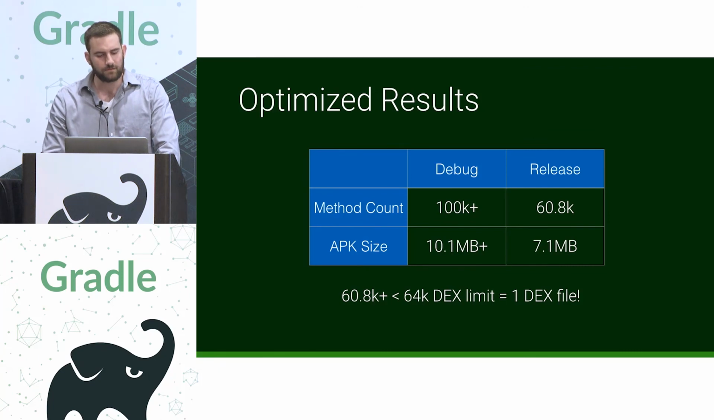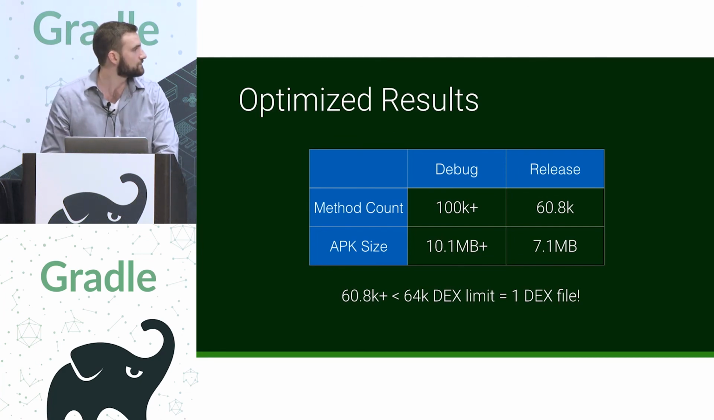So let's compare. Since we're under 64,000, we have one DEX file. Before it was 85,000, it would spill over into 2, and it got pretty messy. But now it feels pretty great.